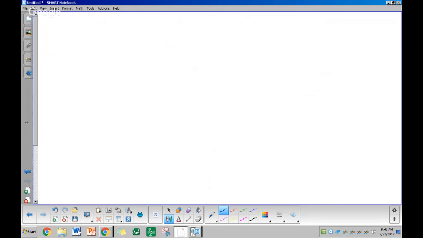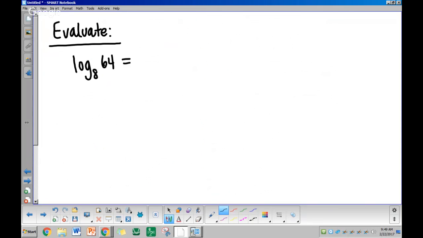Let's evaluate some. Let's say I have log base 8 of 64. Now remember, a log is an exponent. So what am I looking for? An exponent. What exponent do I put on 8 to get 64? This is 2. Log base 2 of 8. What exponent do I put on 2 to get 8? 3.